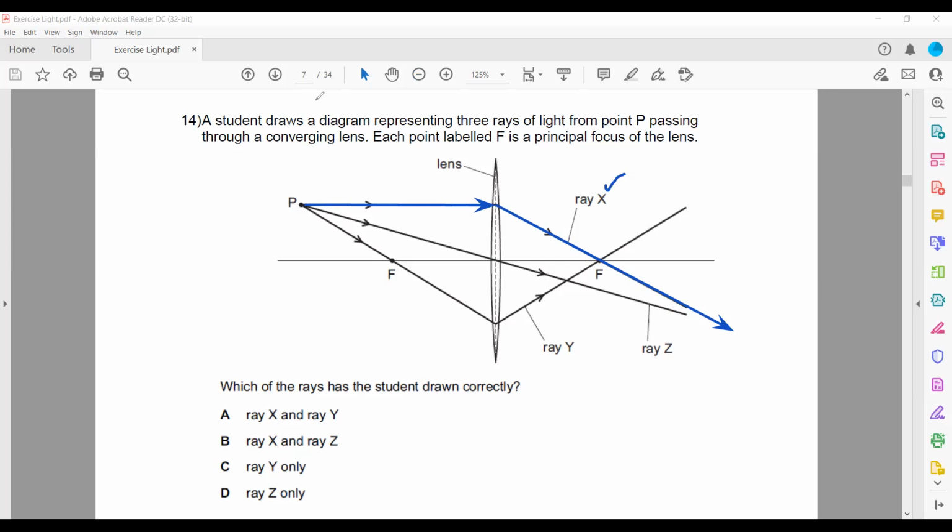The second one, if it is passing through the center of the lens, it should pass straight. So ray Z is also correct. What about the third one? If it is passing through the focus, it should go parallel. But for ray Y, it is not going parallel, it is converging again to the focus, so ray Y is incorrect. So X and Z are the correct rays.